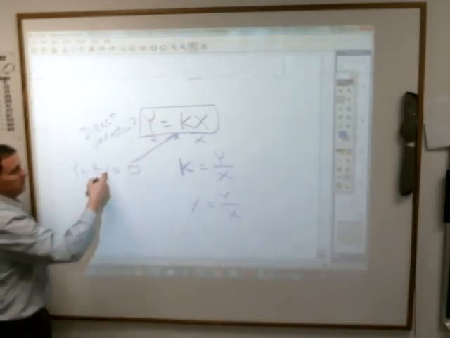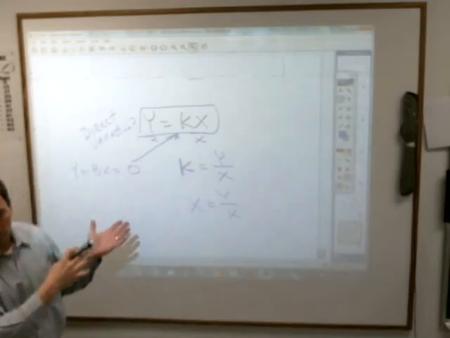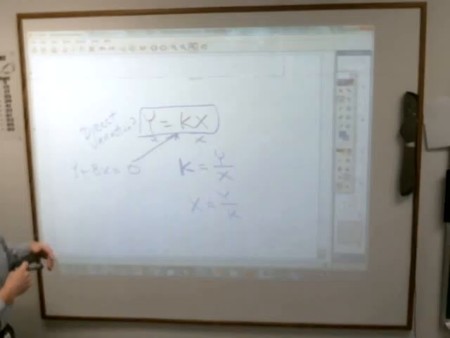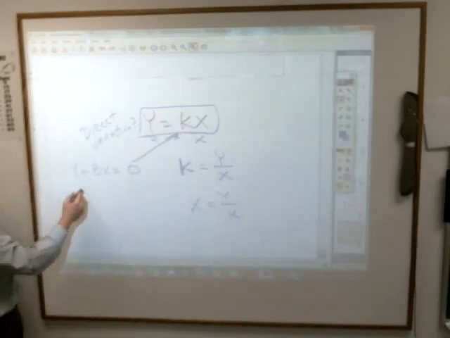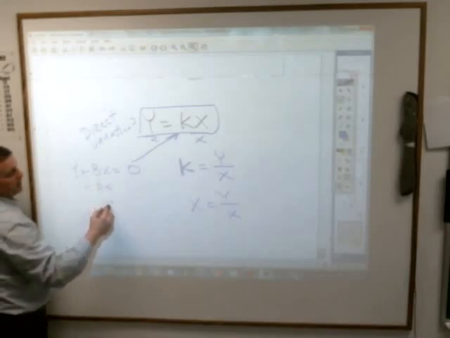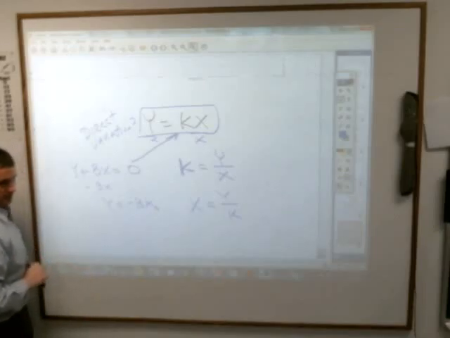Well, the number in front of the x is always the k. Just like in slope-intercept form, the number in front of x is that letter m, which is slope. The k can be any number. So what could you do to this? You could subtract your 8x to the other side. Y equals negative 8x. The plus 0 doesn't matter.